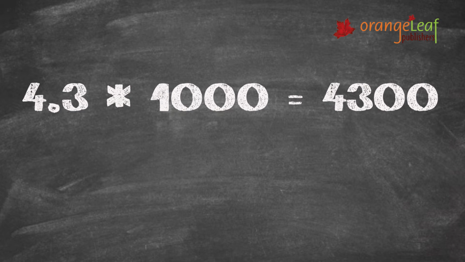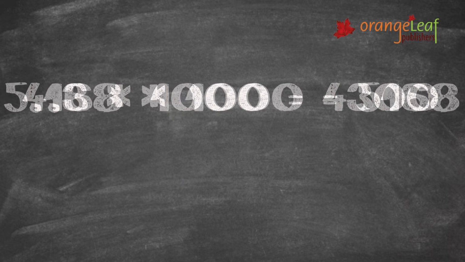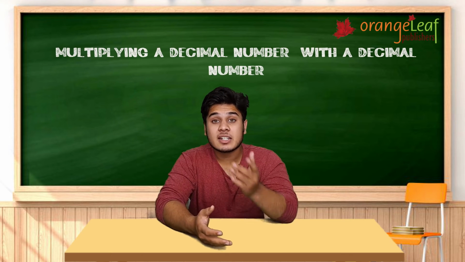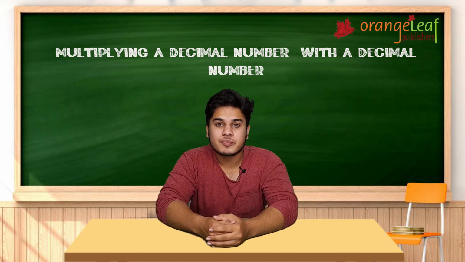4.3 into 1000 is equal to 4300. And 5.168 into 1000 is equal to 5,168.